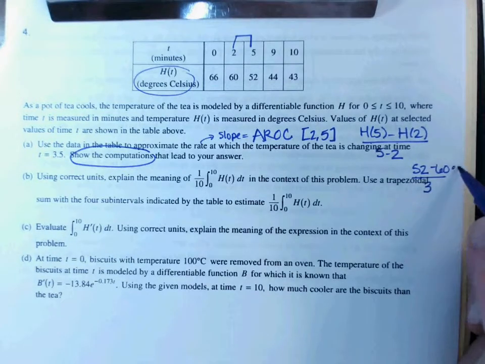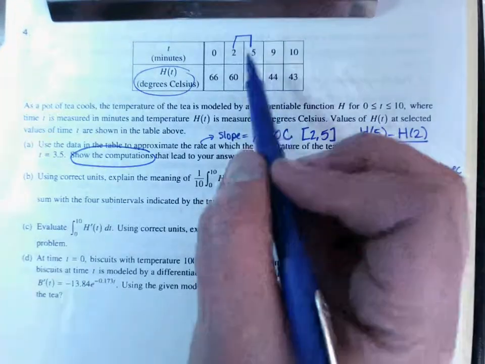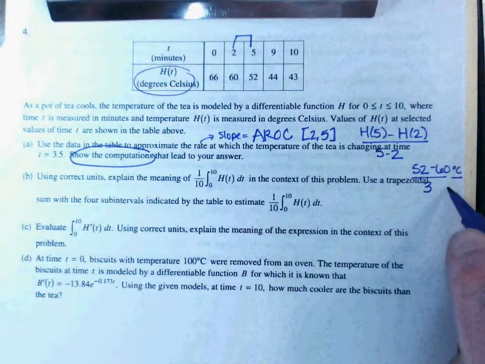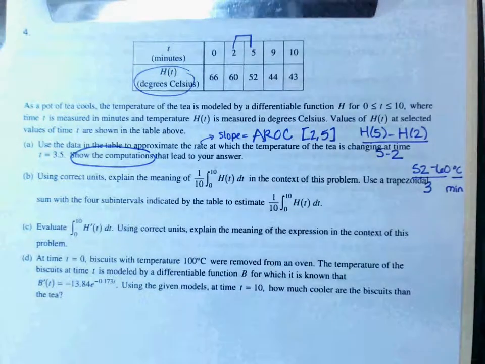Degrees Celsius, right? Per, and then what was my time on the bottom when I did 5 minus 2? Per minute. Now, if I were to subtract that out, 52 minus 60, does that come out as positive or negative? Negative. Does it make sense that our rate is negative if our tea is cooling? Okay, that makes sense. The temperature is decreasing. That's why we got a negative rate. Okay, go on to part B.